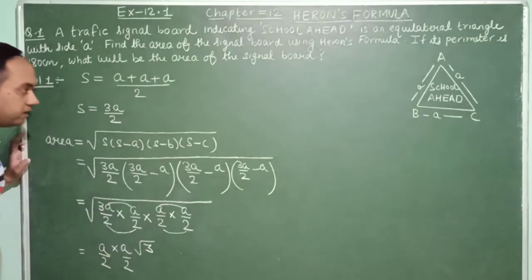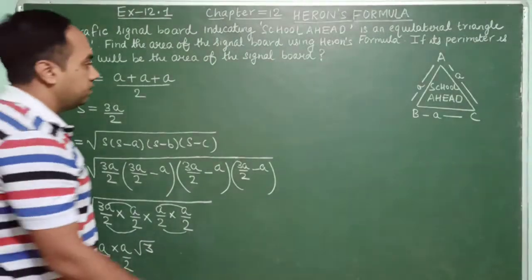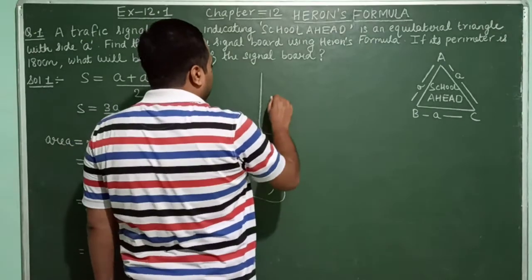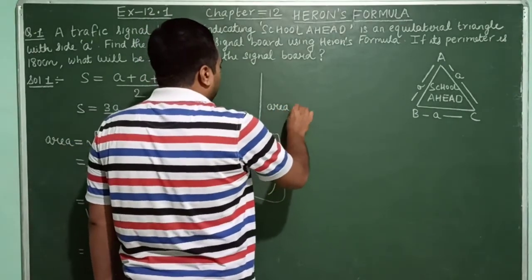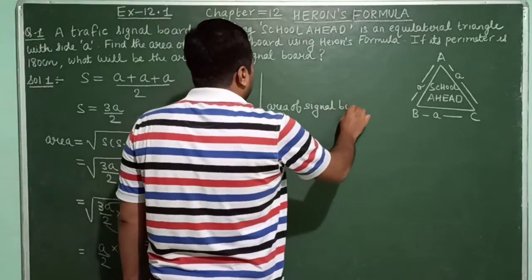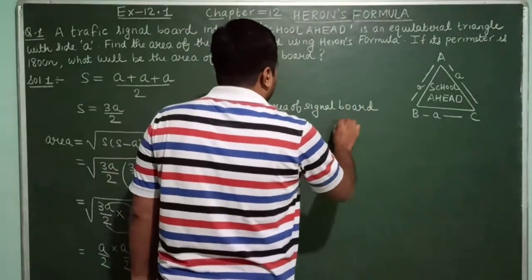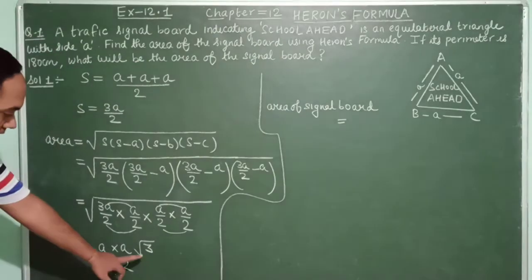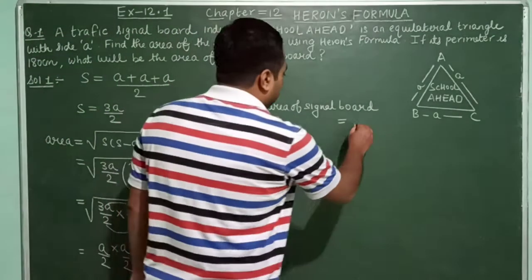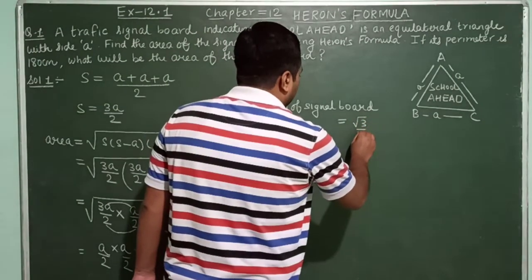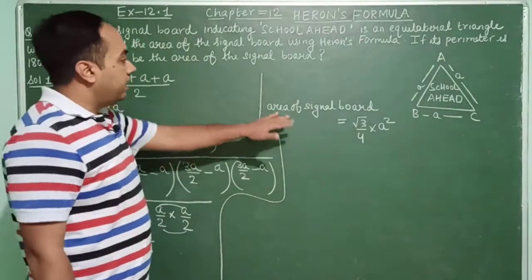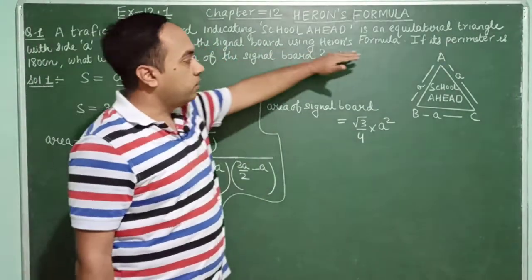Under root 3. So area of this signal board using Heron's formula is equal to root 3 upon 4 into A square. Root 3 upon 4 into A square. So right now we have completed the first part of the question.